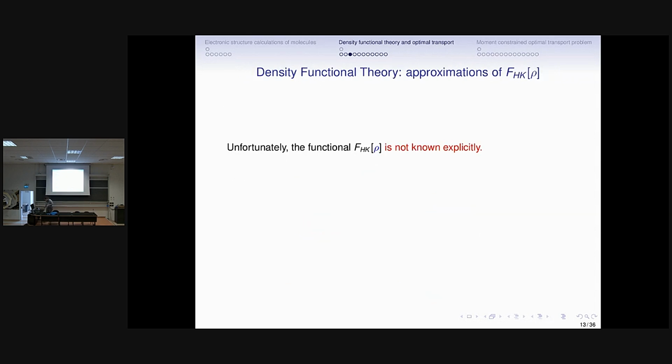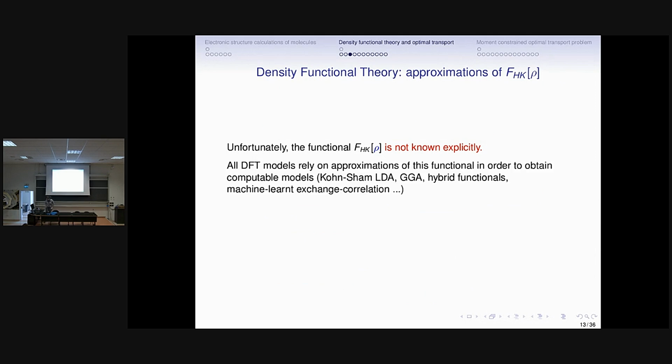But that was the start of the development of a huge zoology of quantum chemistry models that have nevertheless been used in practice by quantum chemists. Even though this Hohenberg functional is not known explicitly, people have put lots of effort into building approximations of it that are amenable to practical calculations. And this gives rise to a huge zoology of different models. This is just a bunch of names that appear in the quantum chemistry literature: Kohn-Sham, LDA, GGA, hybrid functionals, and so on. Most of these models rely on some type of approximation for the Hohenberg functional, often obtained in some asymptotic regime.